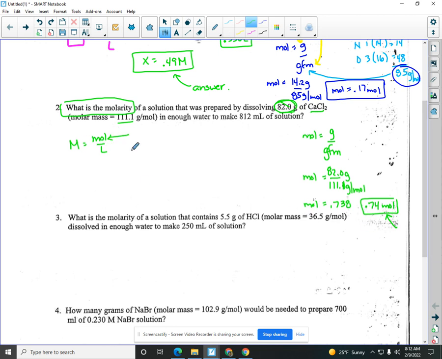Okay, now we have this number. We have 0.74 moles over, let's keep reading, in enough water to make 812 milliliters. We're going to convert that to liters. So we get 0.812 liters. That's going to equal molarity. See how I keep everything in the same place? Now I'm going to do 0.74 divided by 0.812 on my calculator, and I'm going to end up with 0.9 molar solution. That's my answer.